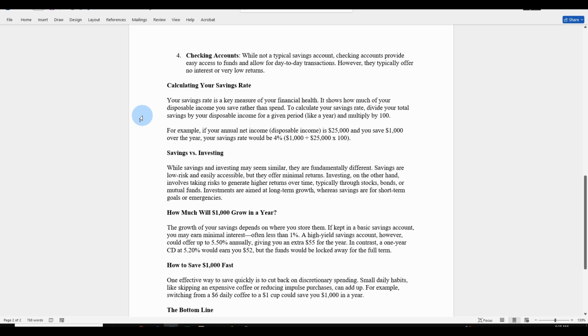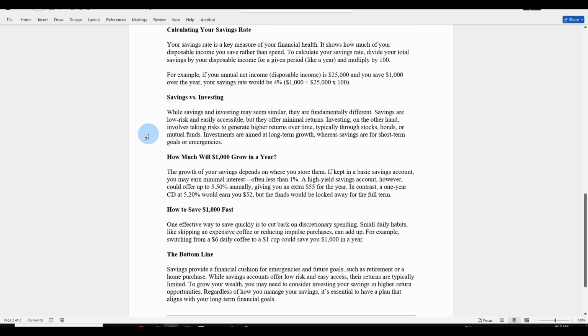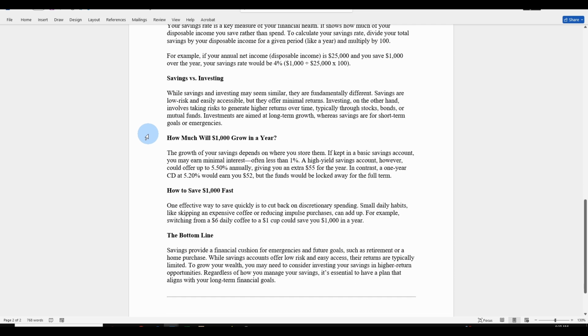Calculate your savings rate. Your savings rate is a key measure of your financial health. It shows how much of your disposable income you save rather than spend. To calculate your savings rate, divide your total savings by your disposable income for a given period, like a year, and multiply it by 100. For example, if your annual net income, disposable income, is $25,000 and you save $1,000 over the year, your savings rate will be 4%.